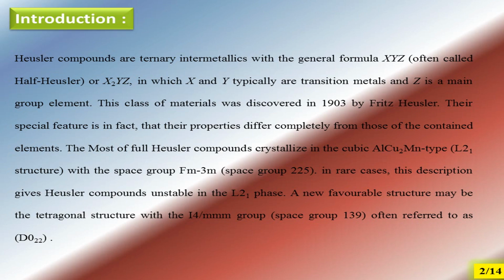Heusler compounds are generally intermetallics with the general formula XYZ or X2YZ, in which X and Y are typically transition metals, and Z is a main group element. This class of materials was discovered in 1903 by Fritz Heusler. A new favorable structure may be the tetragonal structure with the space group 139, often referred to as D022.